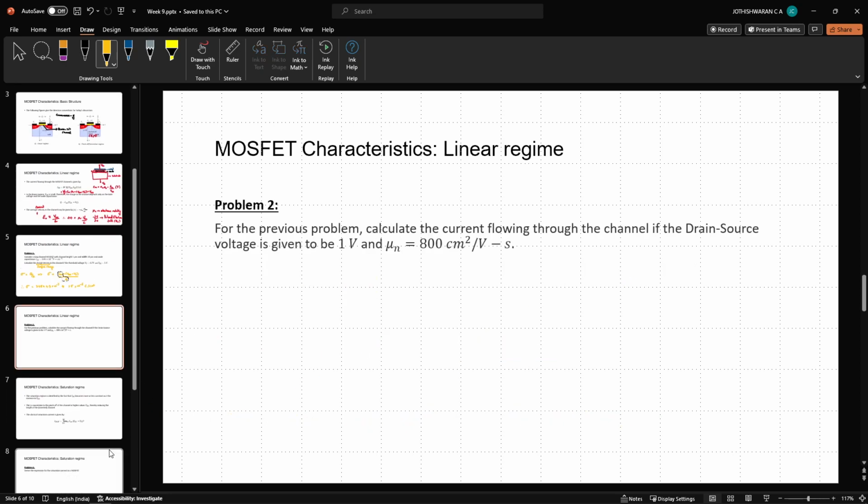Okay, so now moving on to the second question. Here what we need to do is calculate the current flowing through this channel if the drain source voltage is given to be 1 volt and the mobility is 800 square centimeter per volt second. So this is the unit for mobility.